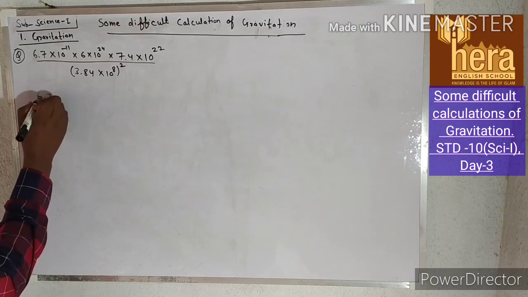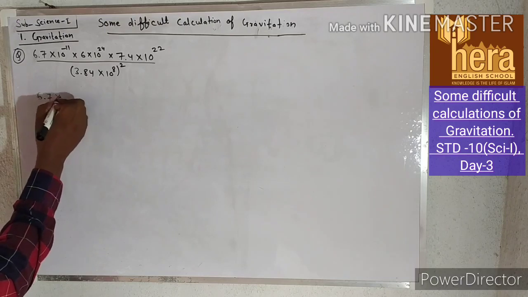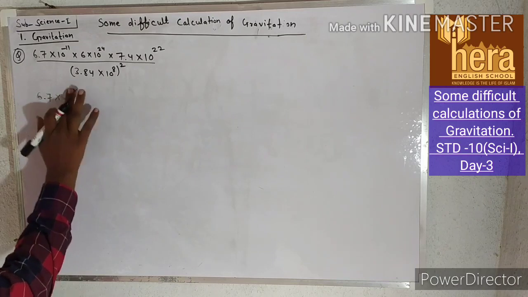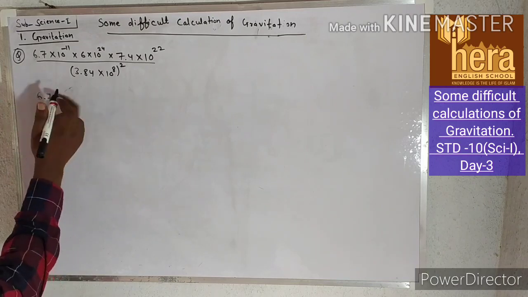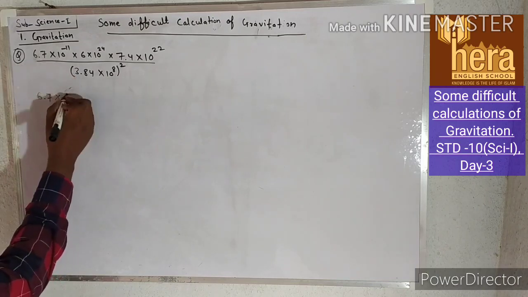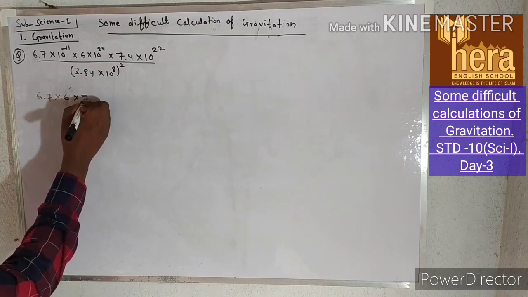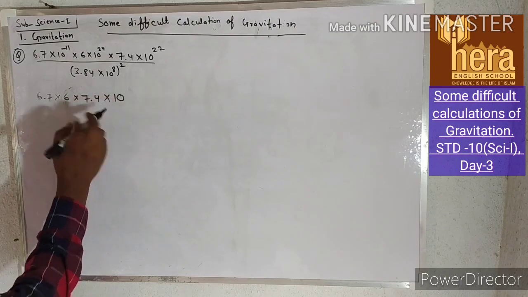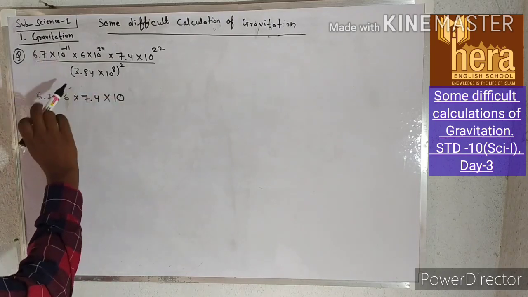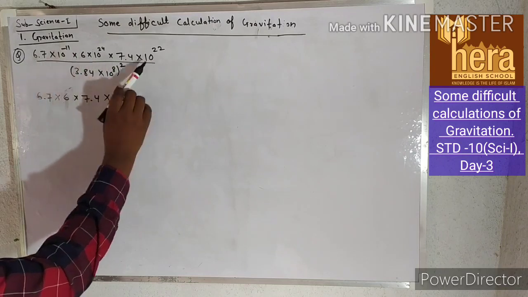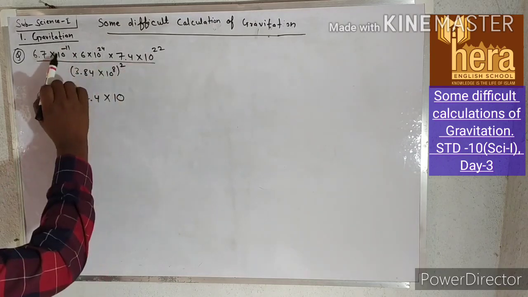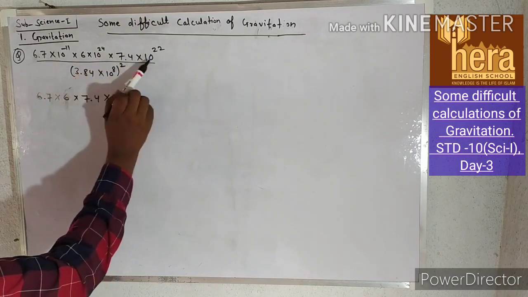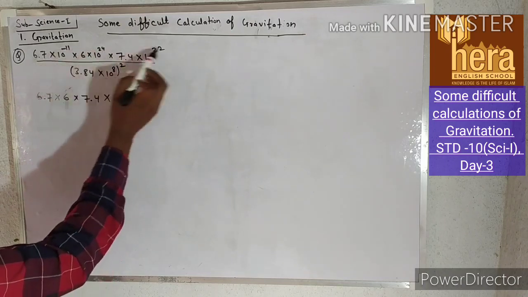6.7 into 10 raised to minus 11, 6.7 into 6 into 7.4 into 10 raised to 6. Here is 10 raised to minus 11, 10 raised to 24, 10 raised to 22. These all are in multiplication. Here the base is 10, base 10, base 10, base 10. So all the indices will be added.